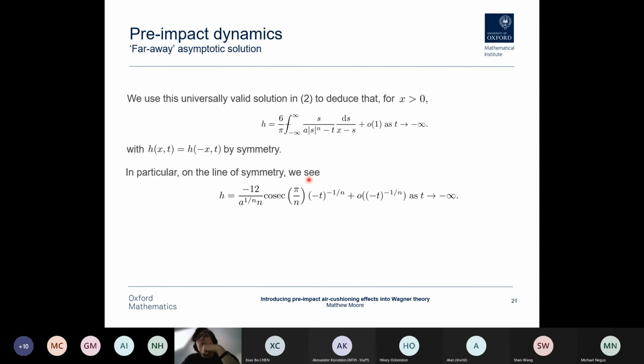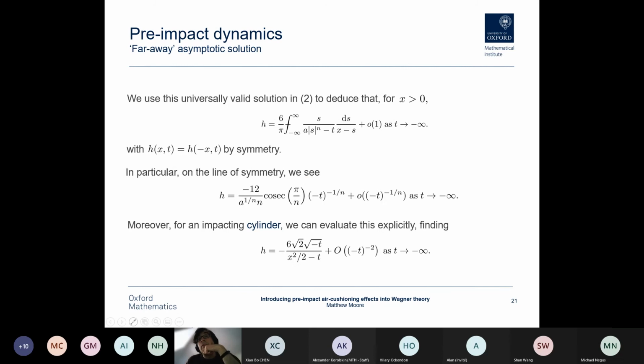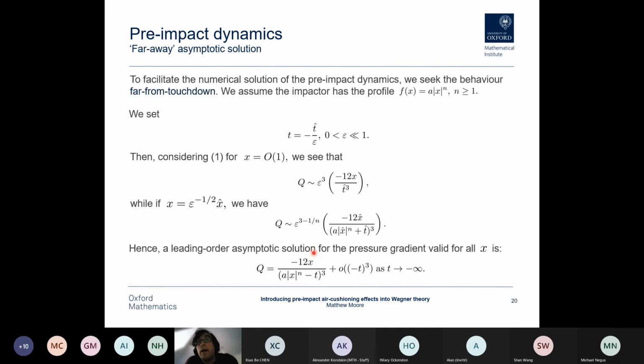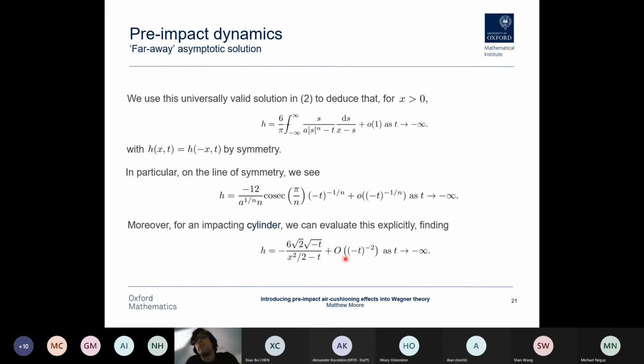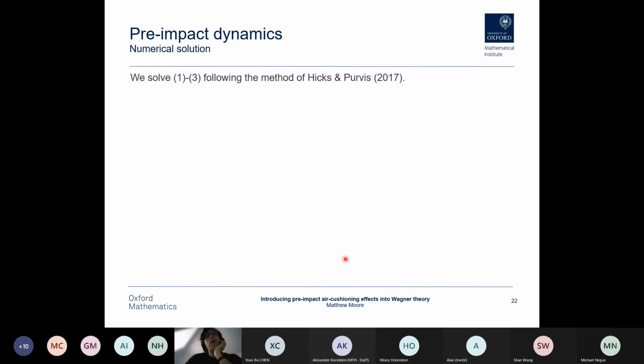And for the particular case that we're going to concentrate most of our attention on today, for a cylindrical impactor, you can actually evaluate it explicitly, and you can find that this is what the free surface looks like when the impactor is quite far away. So what we're going to do is take this solution for H and this solution for Q and use that to kick off numerical simulations of the pre-impact problem. So we're going to do that by following the methodology of Peter and Richard in 2017.